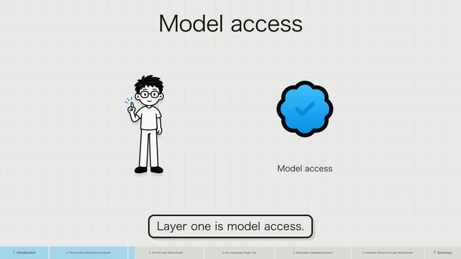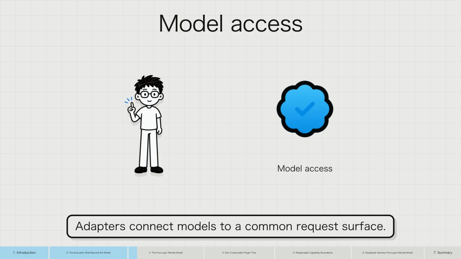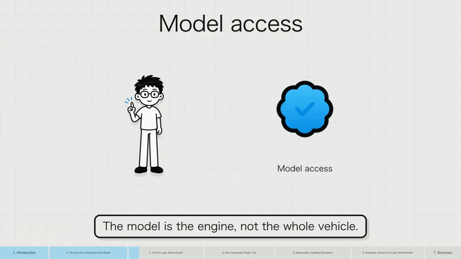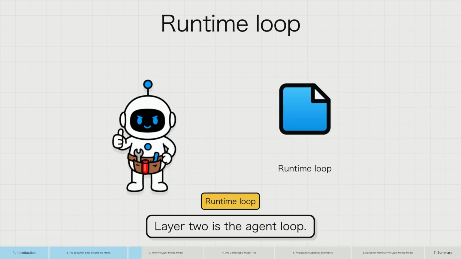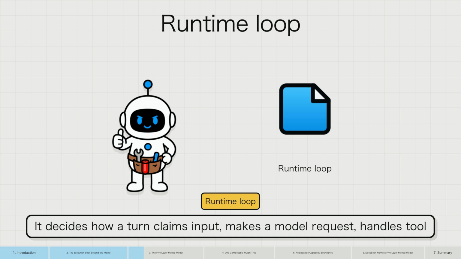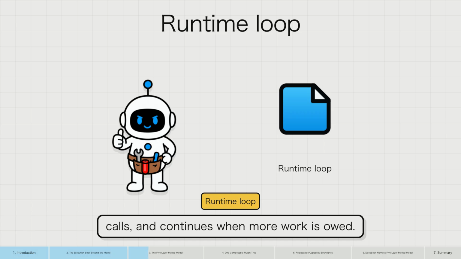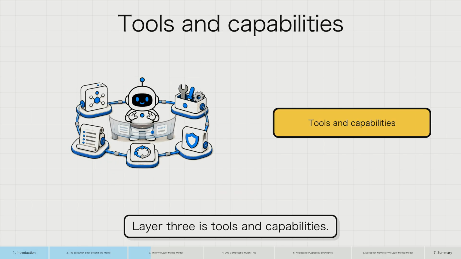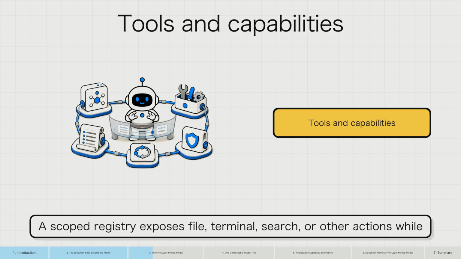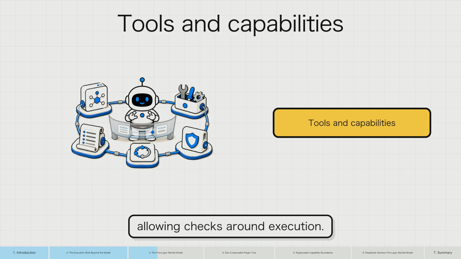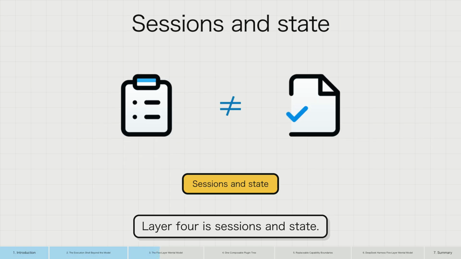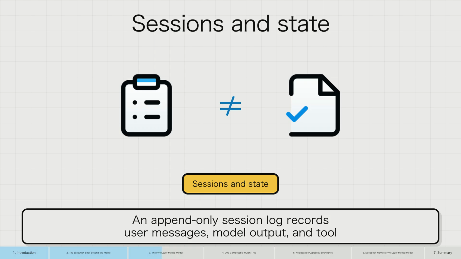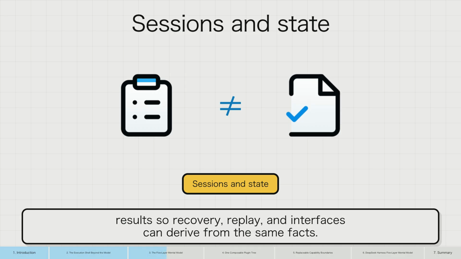Layer 1 is model access. Adapters connect models to a common request surface. The model is the engine, not the whole vehicle. Layer 2 is the agent loop. It decides how a turn claims input, makes a model request, handles tool calls, and continues when more work is owed. Layer 3 is tools and capabilities. A scoped registry exposes file, terminal, search, or other actions while allowing checks around execution. Layer 4 is sessions and state. An append-only session log records user messages, model output, and tool results so recovery, replay, and interfaces can derive from the same facts.